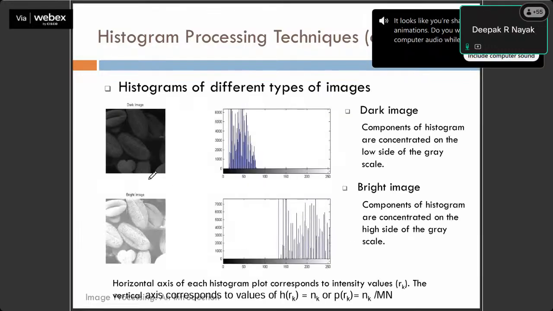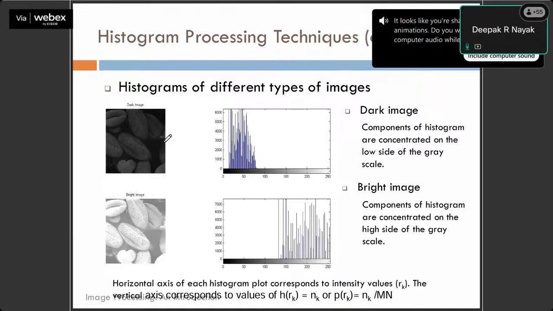Now I'll show you how the histogram looks and what the histogram equalization technique is. I'll quickly discuss what histogram techniques are, what the histogram equalization technique is, and why it is so popular for enhancing the contrast of the image.